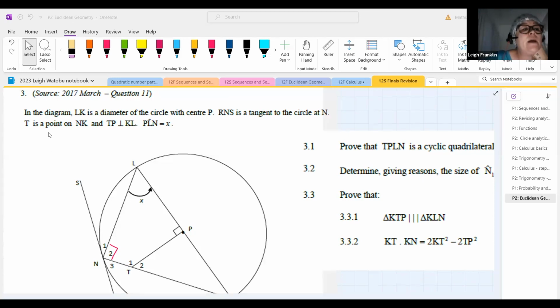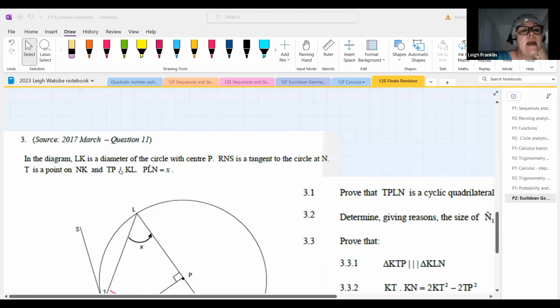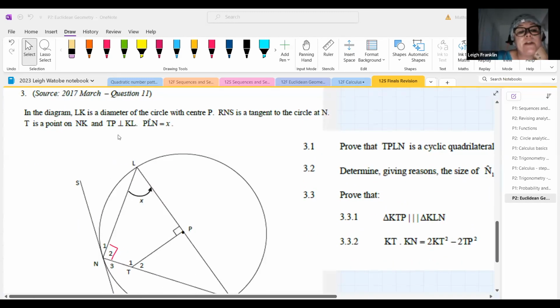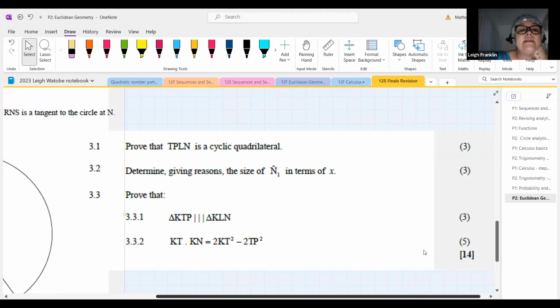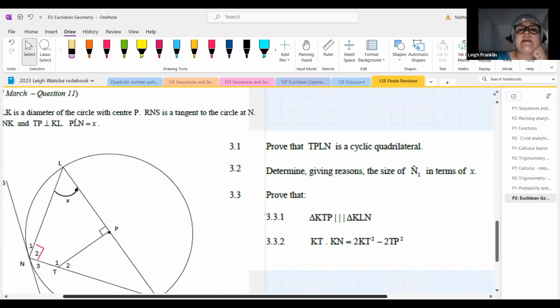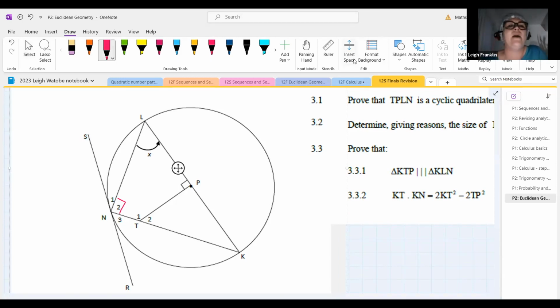Okay, then what else do they tell us? T is a point on NK. All right, cool. And TP is perpendicular to KL. All right, fine. And PLN is equal to X. All right, now the first thing that they want us to do is prove that TPLN is a cyclic quad. It's out of 3. So it's not that rigorous. If it was really rigorous, it would be out of 5.